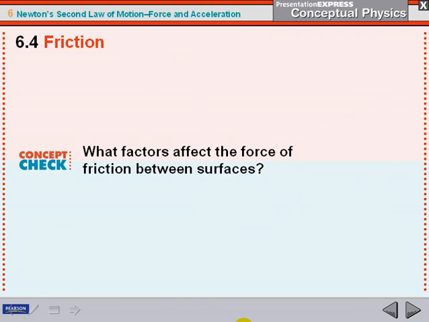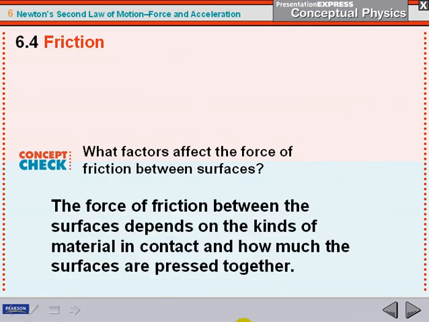So what factors affect the force of friction between surfaces? The force of friction depends on the surfaces. The force of friction between the surfaces depends on the kinds of material in contact and how much the surfaces are pressed together.